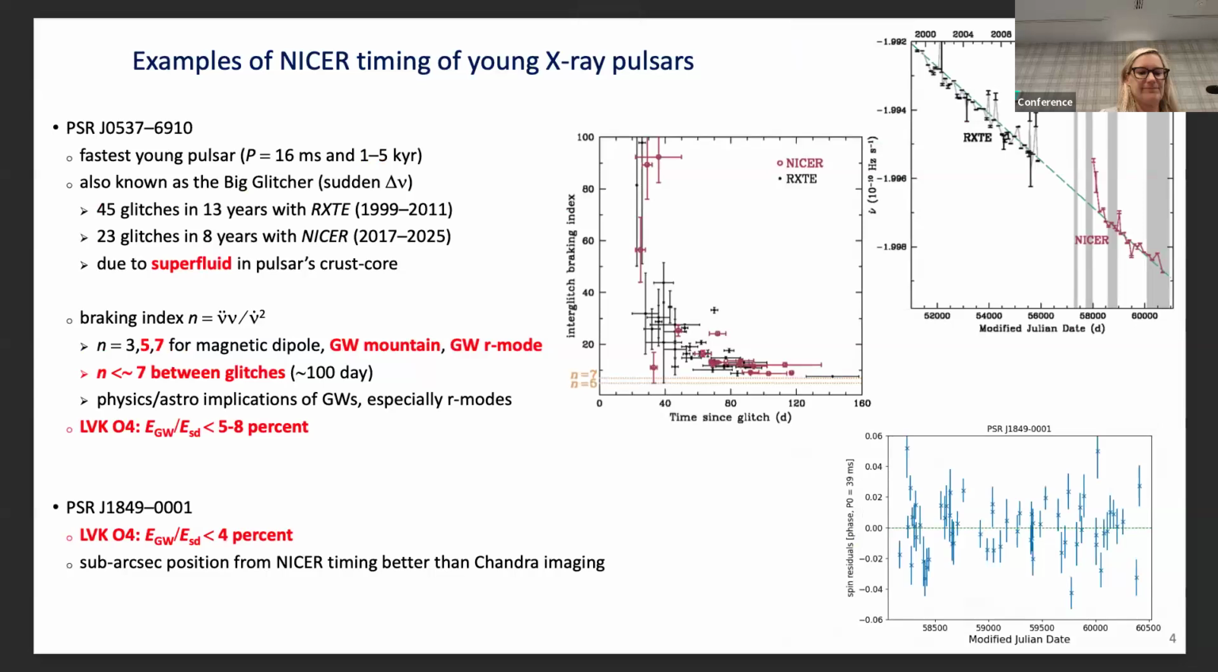Cool. And so let me just point out, for two examples, for J0537-6910 and 1849, two of the ones that we're timing that were nicer, we're already restricting the gravitational wave component of the energy loss to several percent. That's telling us that, for example, the mountain on top of that neutron star is smaller than some relative scale, on those ones it's around 10 to the minus 5-ish.